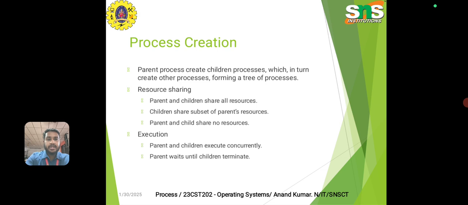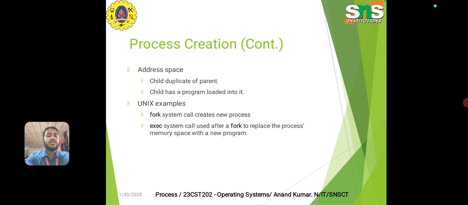So next is process creation. The parent process creates a child process, which in turn creates another process, forming a tree of processes, and this is used in resource sharing and in execution. In resource sharing, the parent and child share all resources; in another case, children share a subset of the parent's resources; and in the next case, parent and child share no resources. In execution, the parent and child execute concurrently, or the parent waits until the child or children terminate.